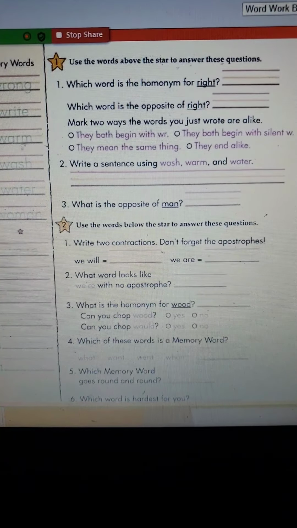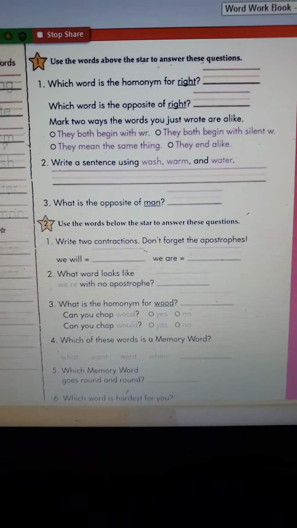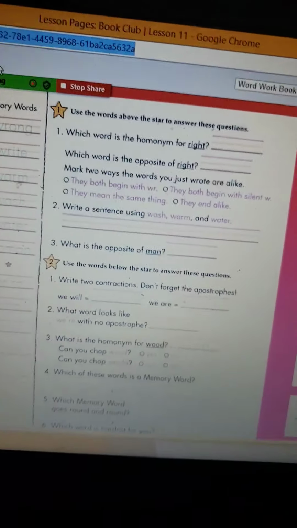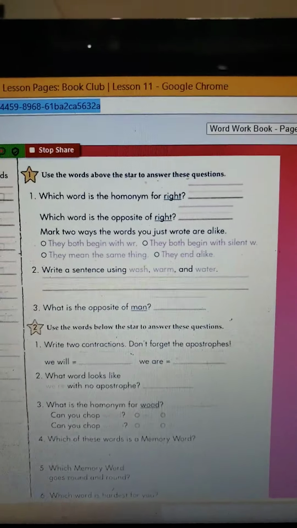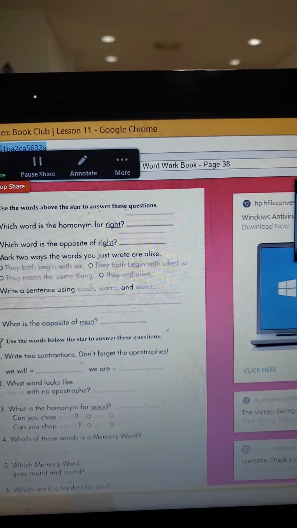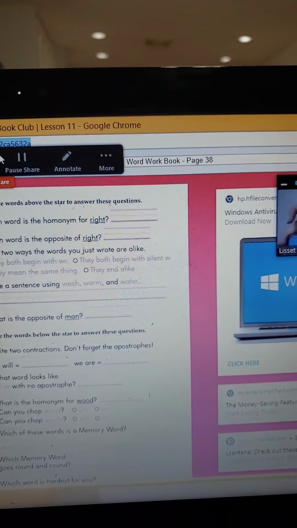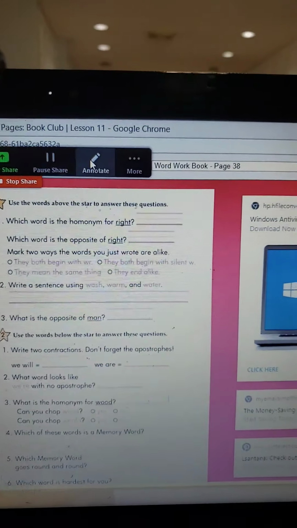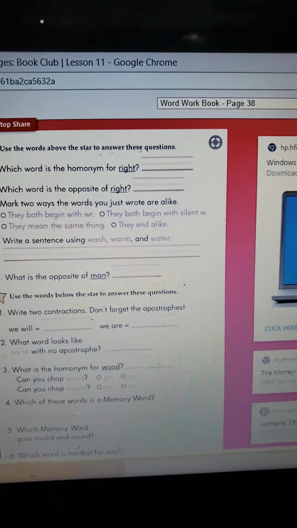Okay, so you're going to be doing page 37. You can actually do it with the video, and I'll help you do it. So, let's go and look at page 37 together. So these are our memory words, our spelling words.